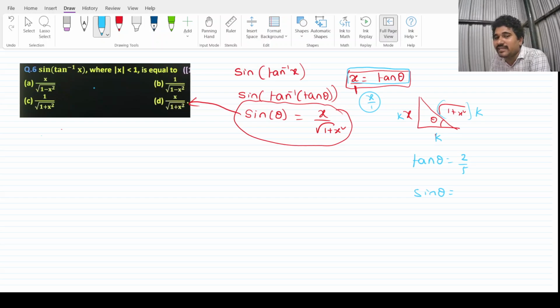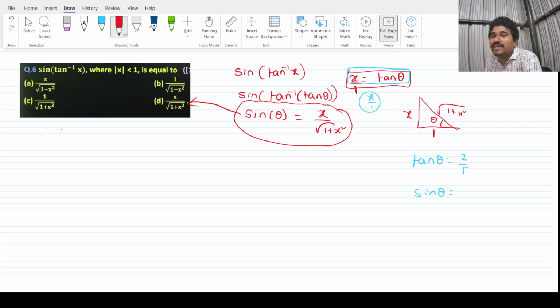If you take the sine, what will it become? Opposite by hypotenuse. Who is the opposite? kx. Okay. Then you don't need to use that k now. That's gone. Now see here. I hope you understood now.